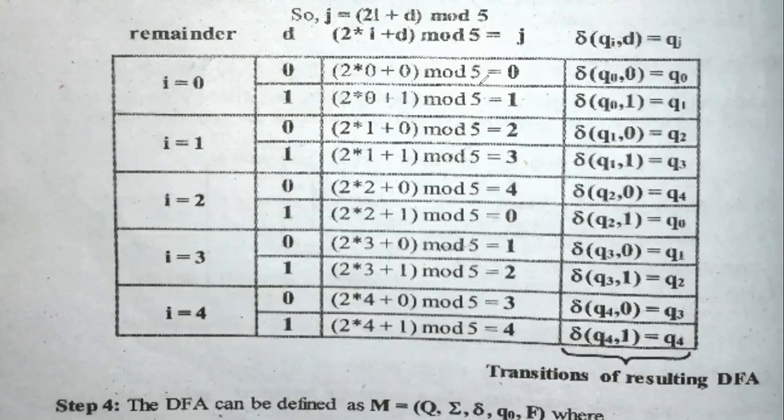D value it is. This is the formula we are substituting, and this is the result we are getting. The result we are writing in this particular form: delta of qi comma d will be equal to qj.